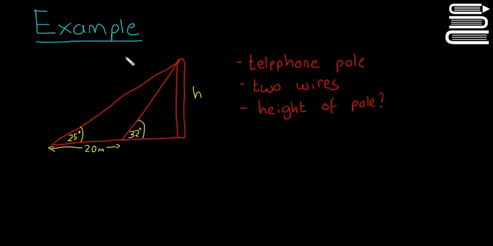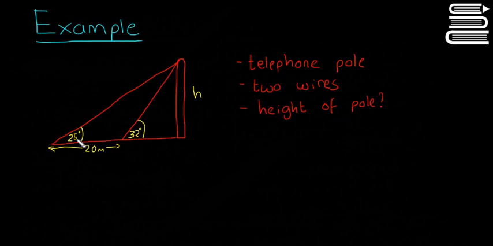Okay, so this is going to be the first of a few videos where we're going to start looking at real life questions and problems, and where we can start using the tools we learned in the last few videos. Okay, so this question here we have in front of us, we have a telephone pole, this big red thing here, and there are two wires, which are these two red wires here, and we want to find out the height of the telephone pole.